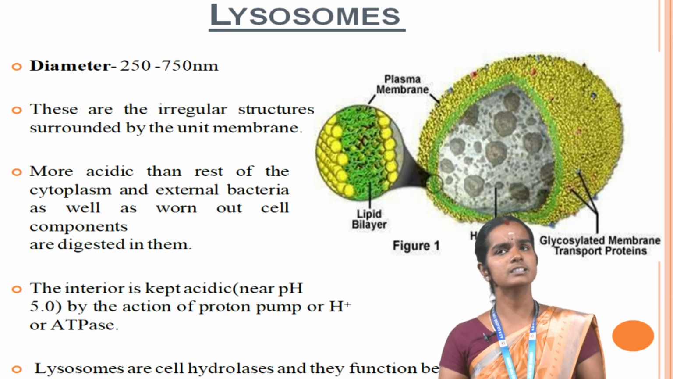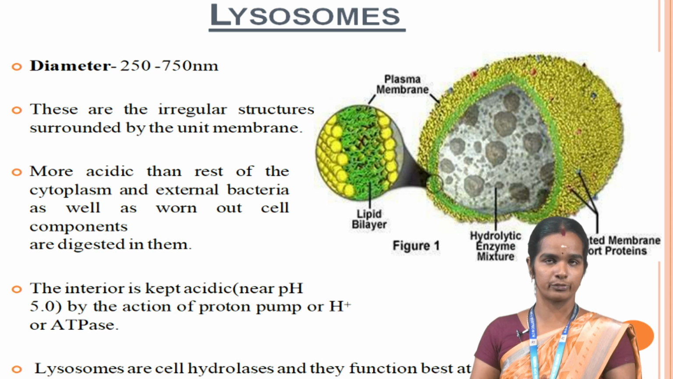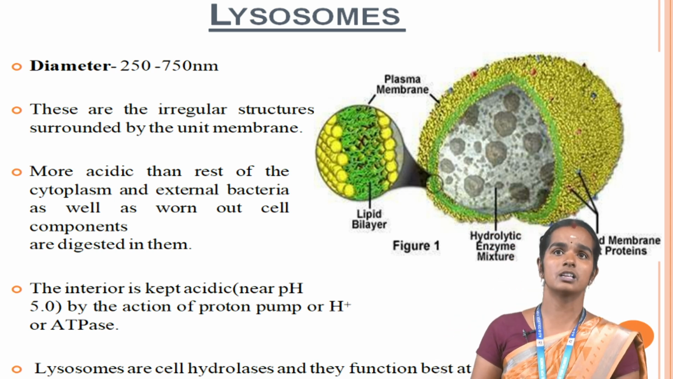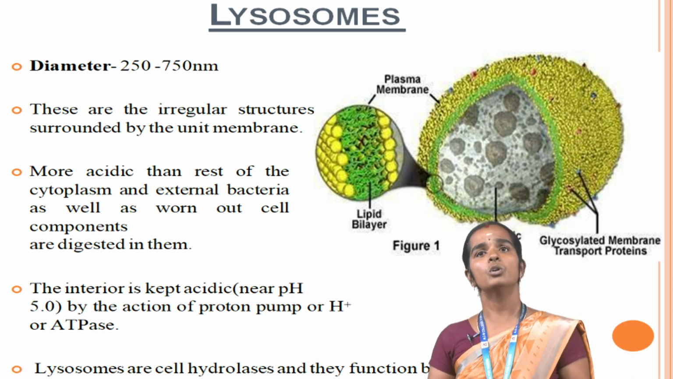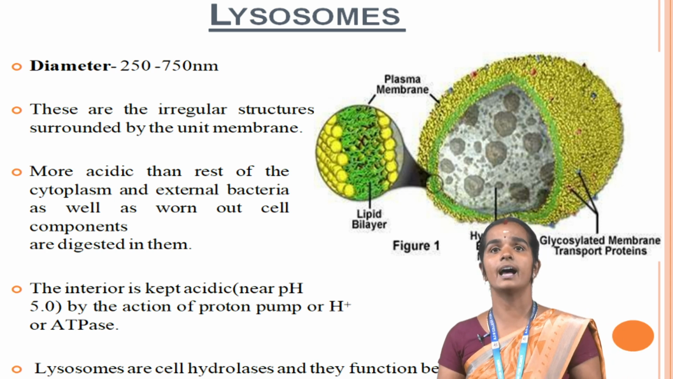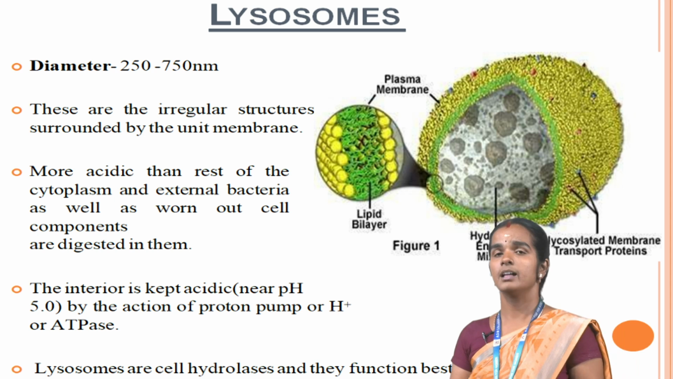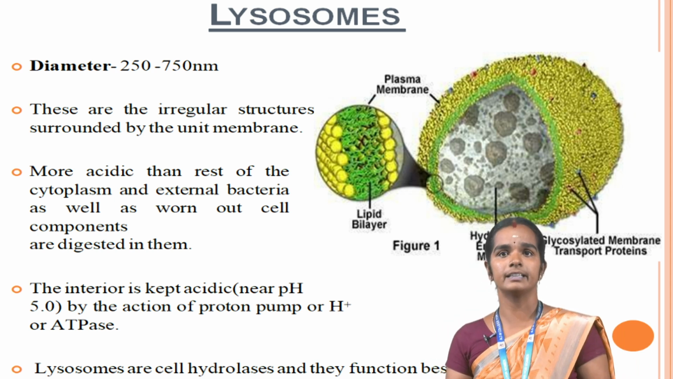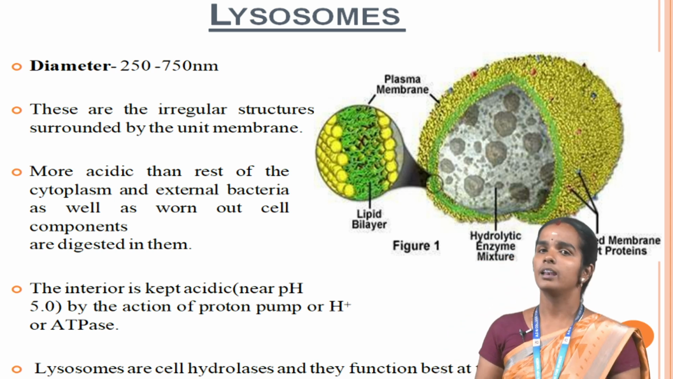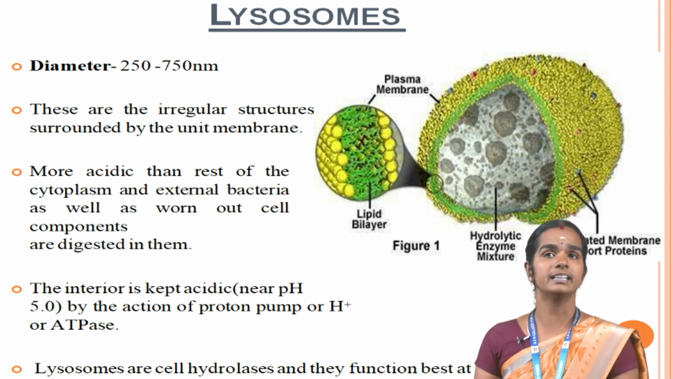tissue. This is the lysosome, one of the cell organelles. Its diameter is 250 to 750 nanometers. They are irregular structures surrounded by a unit membrane, more acidic than the rest of the cytoplasm, and external bacteria as well as worn out cell components are digested in them. The interior is kept acidic by the action of a proton pump or V-type ATPase. Lysosomes are cell hydrolases and their function is based on the acidic pH.